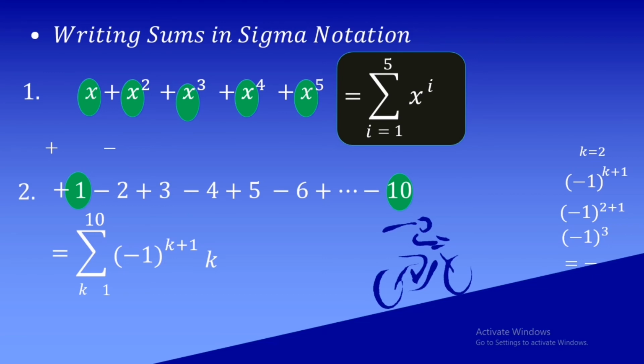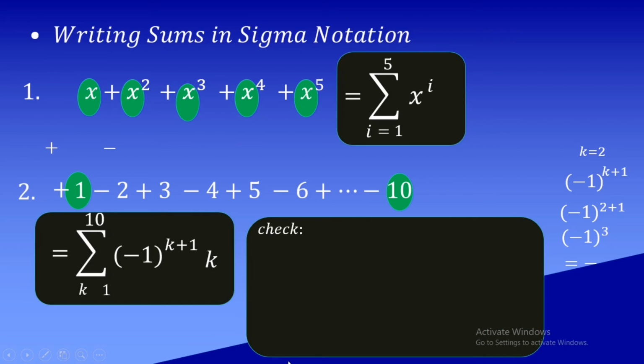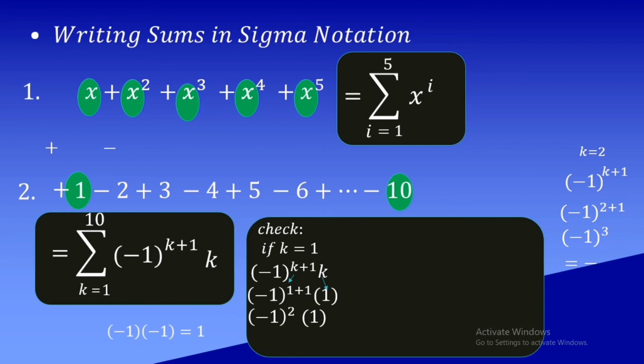Okay, so let us check if this compact form is satisfied with our series. If k is equal to 1, then we are using the formula of the terms negative 1 raised to k plus 1 times k. So substitute the value of k, that is 1 plus 1 multiplied by 1, that's negative 1 squared times 1. Since negative 1 squared is negative 1 times negative 1, that is positive. Then write positive 1 multiplied by 1 is equal to 1. That is positive 1, which is our first term.